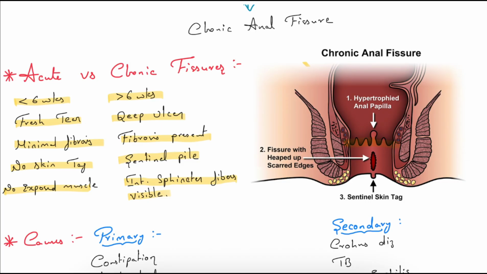We can see here, this is the dentate line. Because of the anal fissure, we can see hypertrophied anal papilla and a sentinel skin tag in severe, chronic cases, and you can see the fissure with heaped-up scarred edges.